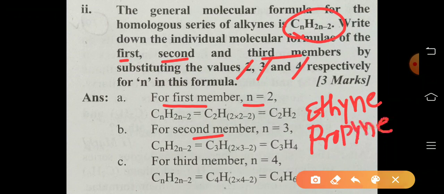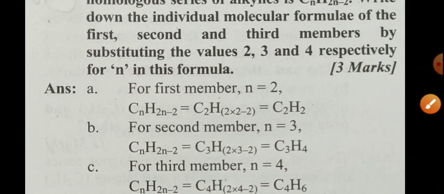So C4H2n, 2 into 4, 2 fours are 8, 8 minus 2 means 6. So how many carbons? 4. So what is the name of this? That is butyne. Clear, all of you? So this is the answer of that second question. Next one.